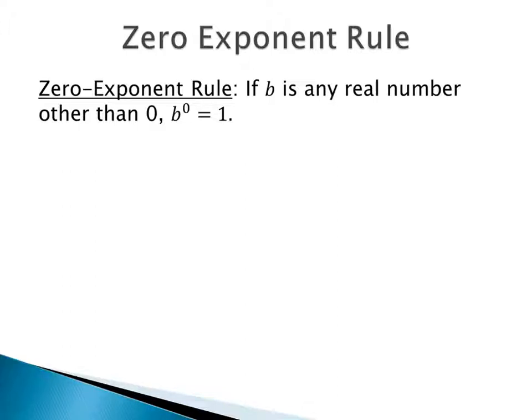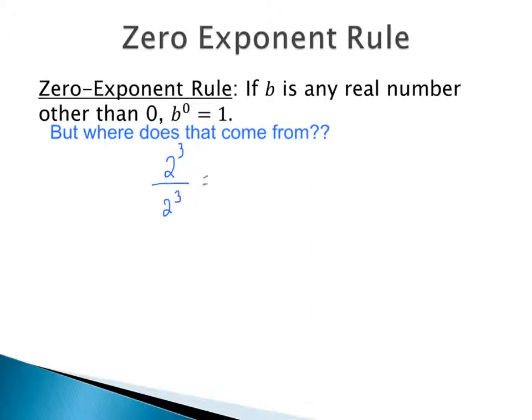The good question is, where does this actually come from? Well, if we think about if I had something like 2 to the third over 2 to the third. Well, 2 to the third is 2 times 2 times 2, which is 8. So we would have 8 over 8. Well, we know that 8 over 8, 8 divided by 8, is just 1. But if I use my quotient rule, I would have 2 to the third over 2 to the third. Our quotient rule says that when we divide, we subtract our exponents and we keep the base, so we keep the 2, and then we would be doing 3 minus 3.